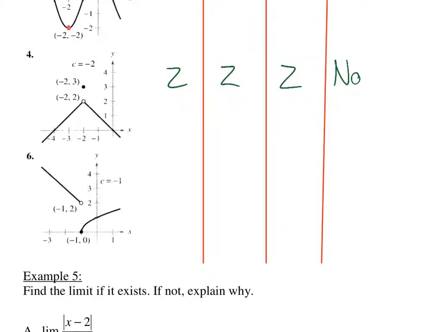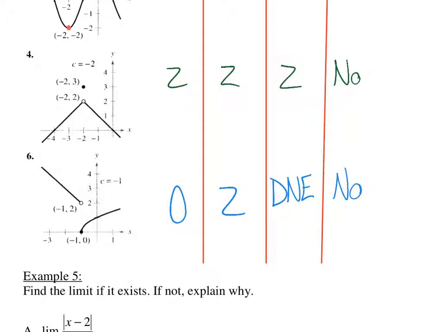C is -1. So as we approach from the right, what's our function approaching? 0. And as we approach -1 from the left, 2. So what's our limit? Doesn't exist. Does not exist. Is this continuous? No.